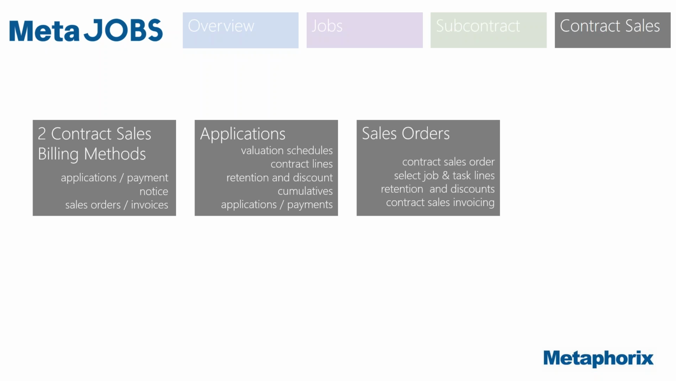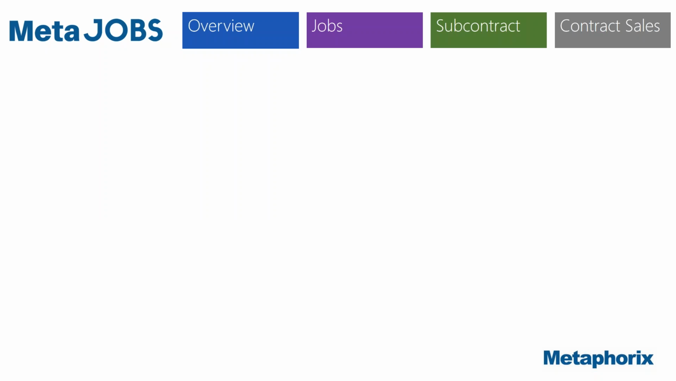Sales orders is very much like standard NAV sales orders, except for the fact that you've got the jobs and task lines. You can include retentions and discounts, which is one of the misconceptions about this, whether you can actually include those in the sales order. You can with the contract sales order that we have in MetaJOBS. You can pull retention and discounts through. Have an invoicing process for that.